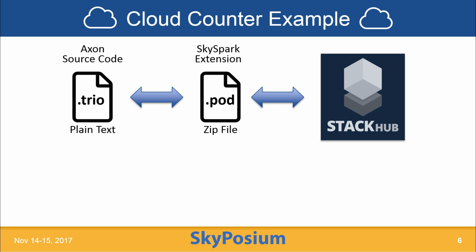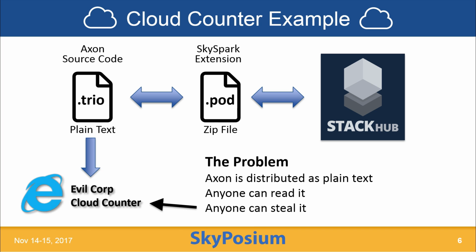This all works well, and Fred is happily making money selling Cloud Counter on StackHub, but one day, Fred discovers that another company called Evil Corp downloaded his product, unzipped the pod file, read the plain text in the trio file, and stole his Axon source code. And now Evil Corp are selling their own Cloud Counter and making money off Fred's hard work. Poor Fred has been ripped off. But it doesn't have to be like this. Let's see how Axonator can help.